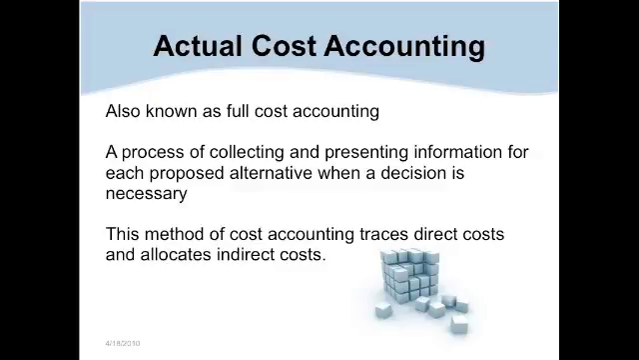Actual cost accounting is also known as full cost accounting. It is a process of collecting and presenting information for each proposed alternative when a decision is necessary in a company. This method for cost accounting traces direct costs and allocates indirect costs.